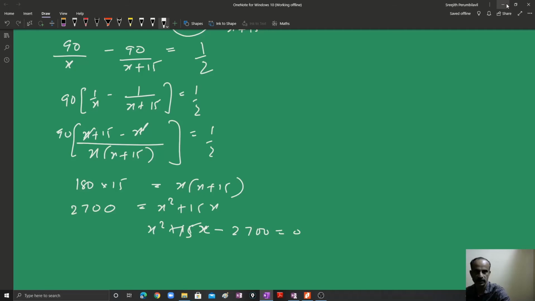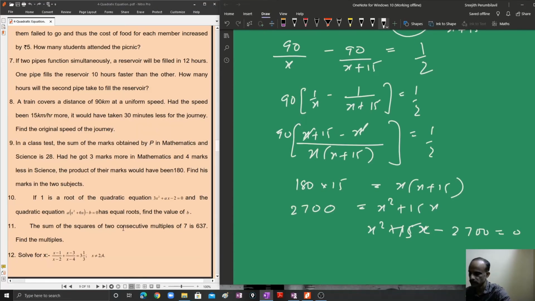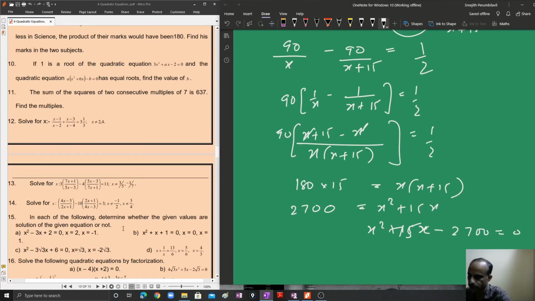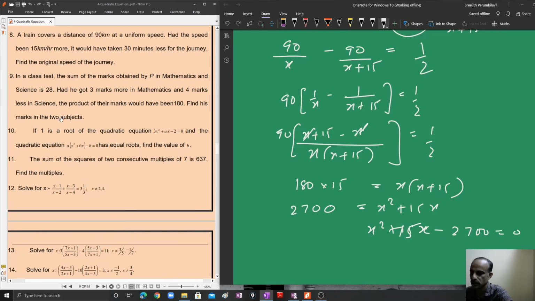Okay, next question. We will go for question 10. It's similar to our previous question which we did. Like 1 is the root of this, and the quadratic equation has equal roots.